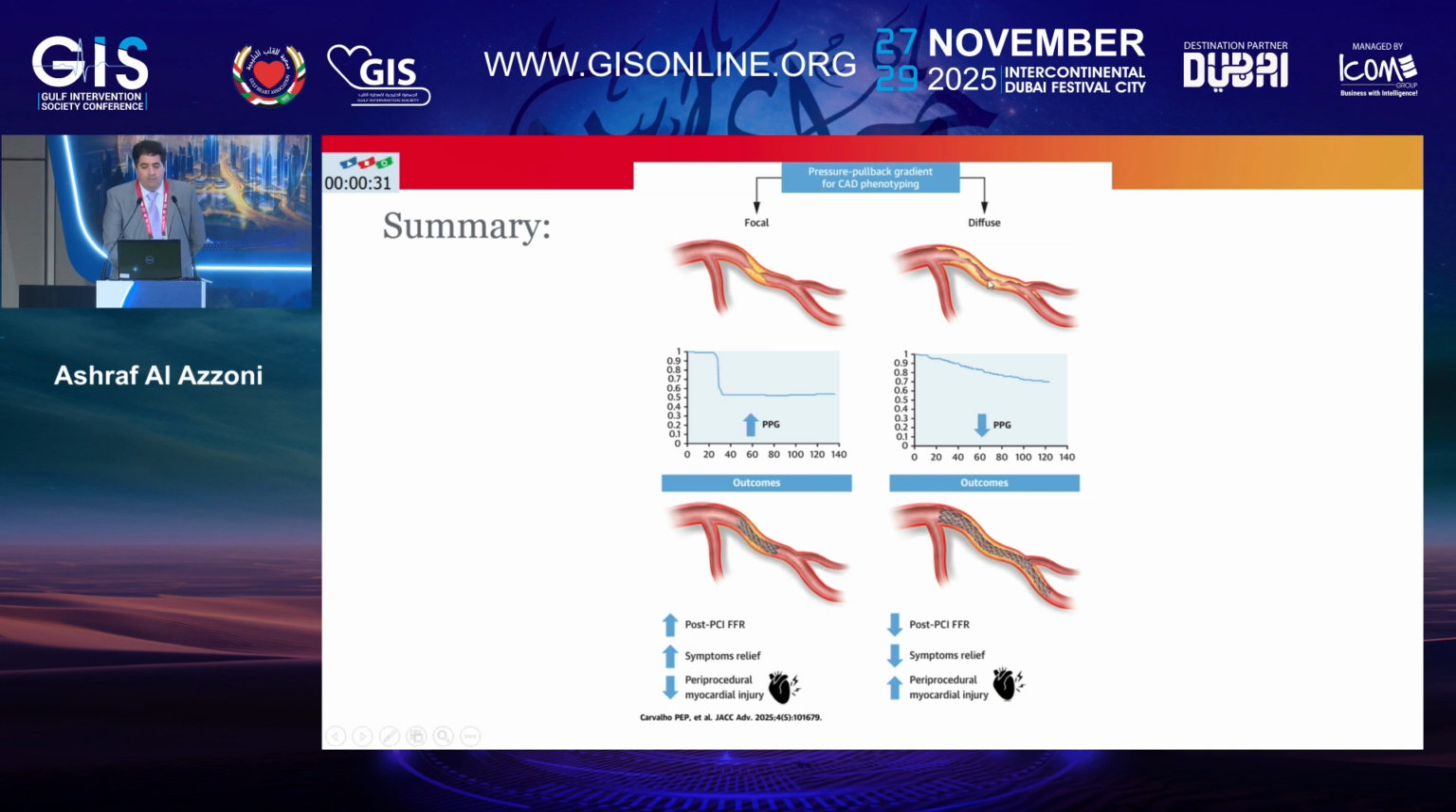On the other hand, if it is diffuse, the PPG will be much lower, and you would expect the post-PCI FFR to be low with higher peri-procedural cardiovascular events risk in general.